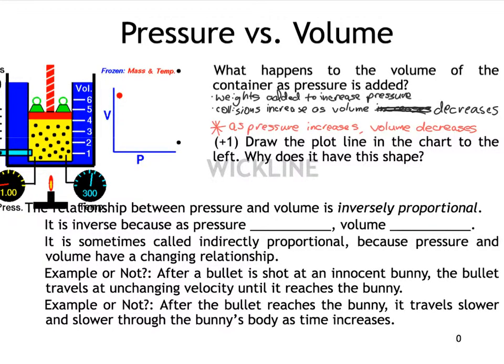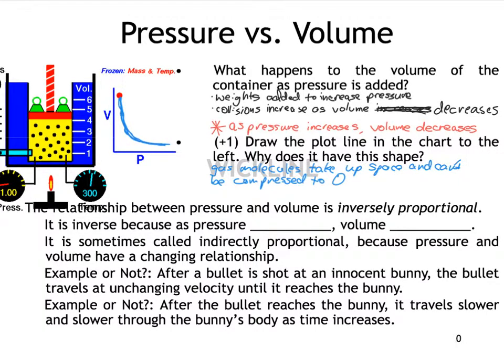So we're going to draw the plot line in the chart to the left. The plot line would look like this. And it would be a nice, smooth curve. This is the best I can do, guys. What it doesn't do is it never reaches a volume of 0. And the reason for that is that particles of gases actually do have some size. They take up some space, so you can't compress them down to 0.